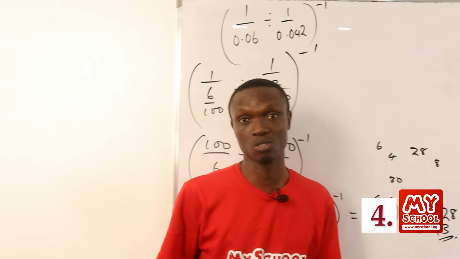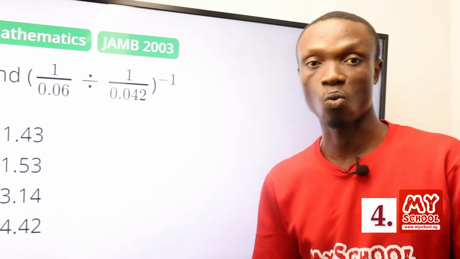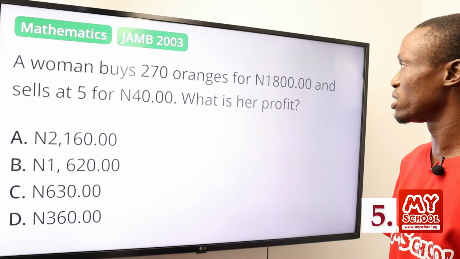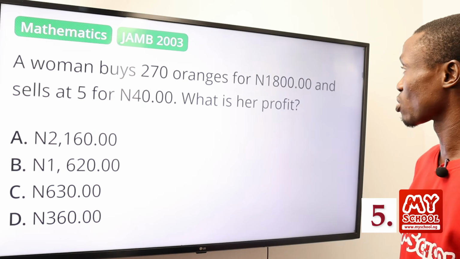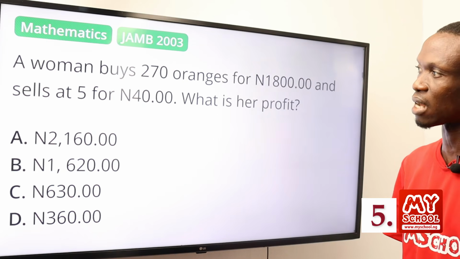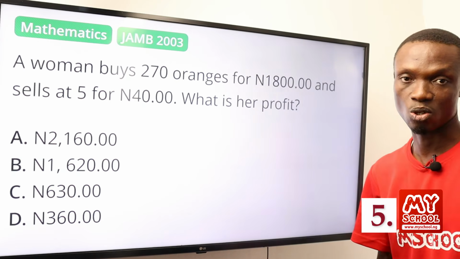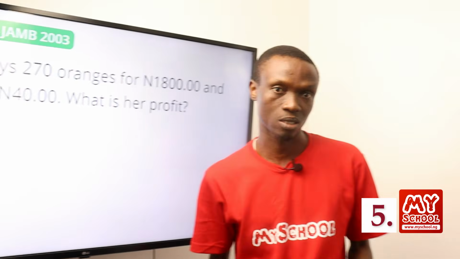So let's return back to the screen to pick the correct option for this question, and that is option A, 1.43. Question 5. A woman buys 270 oranges for 1,800 naira and sells at 5 for 40 naira. What is her profit? So let's move over to the board to provide answer to this question.